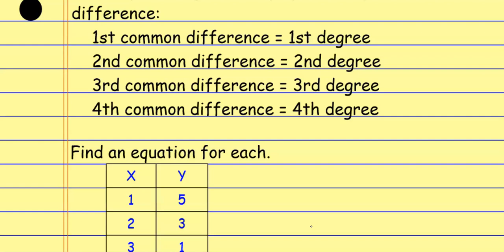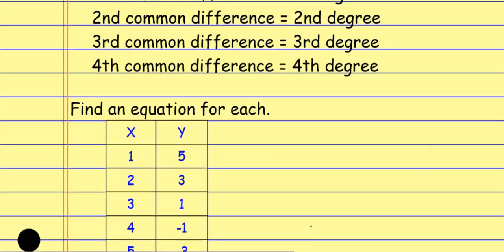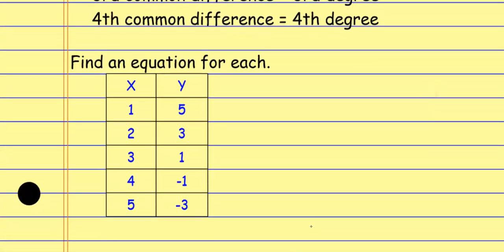3 sets, third degree, 4 sets, fourth degree, and so on and so forth. And so when I look at something like this, I'm looking for a common difference. I just look at the y values, okay? When we identified linear equations, we always looked at just seeing if the pattern was I'm adding the same thing each time.